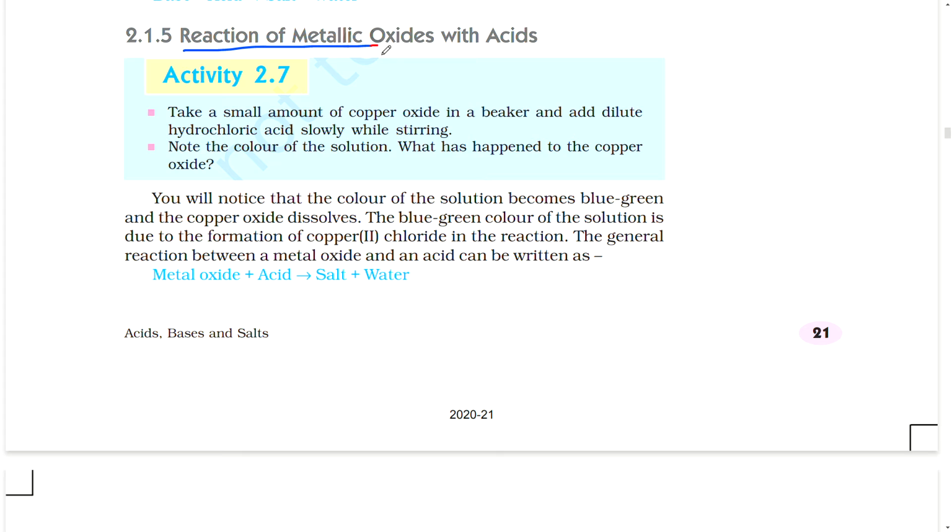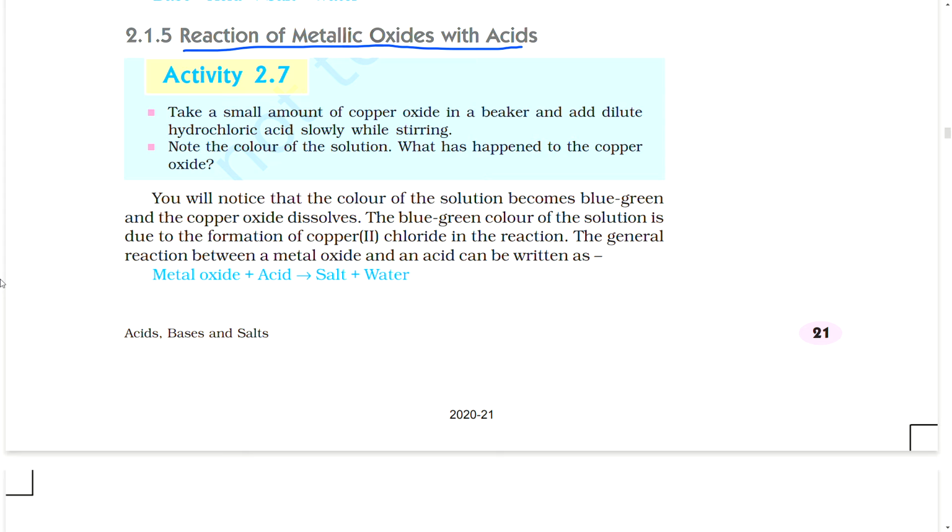Reaction of metallic oxides with acids. Activity. Take a small amount of copper oxide in a beaker and add dilute hydrochloric acid slowly while stirring. Note the color of the solution. What has happened to the copper oxide? Comment this. You will notice that the color of the solution becomes blue-green and copper oxide dissolves. The blue-green color of the solution is due to the formation of copper(II) chloride in the reaction.